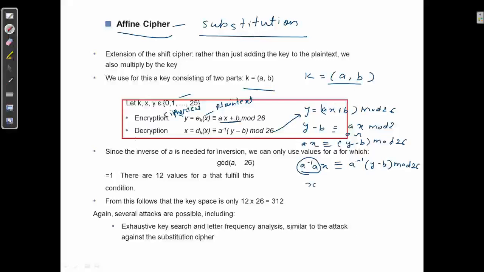So how can we get x? x will be a inverse (y minus b) mod 26. So this is how we get the plain text again. So this is the decryption algorithm.